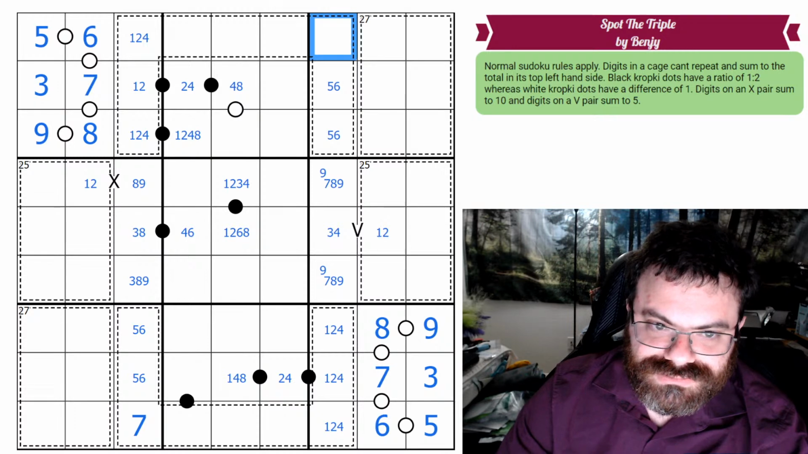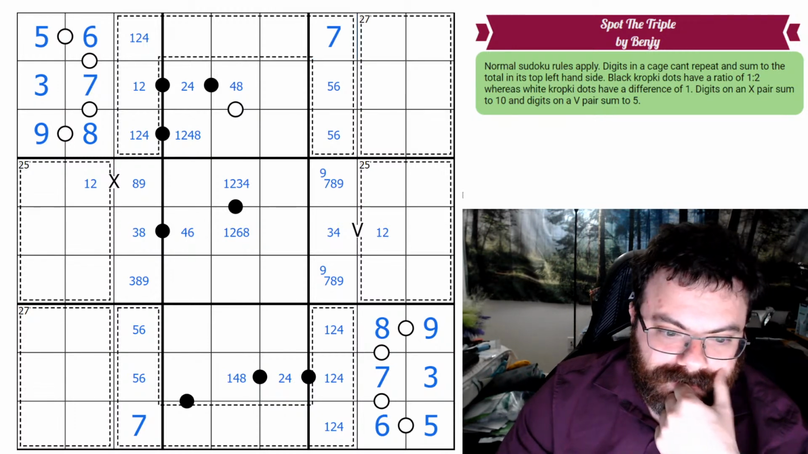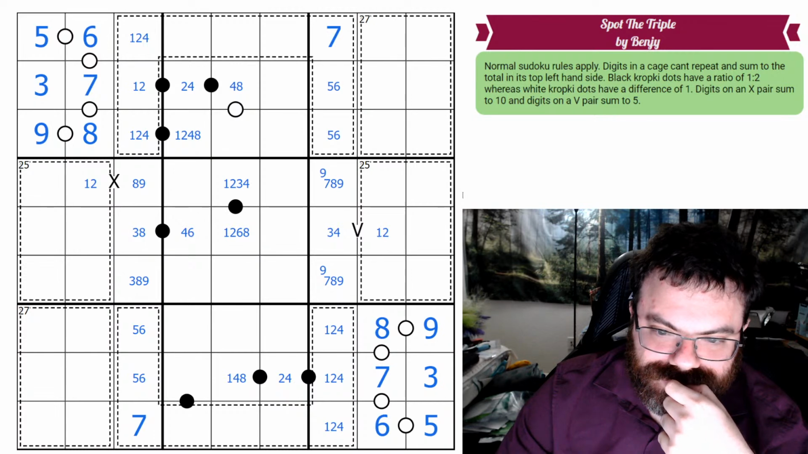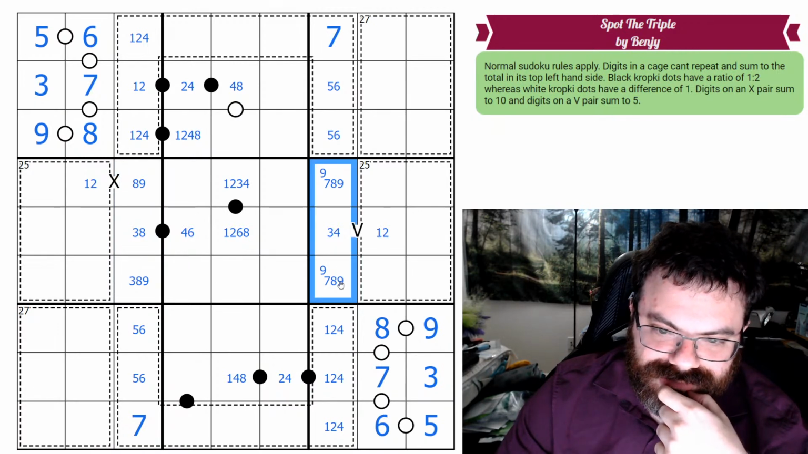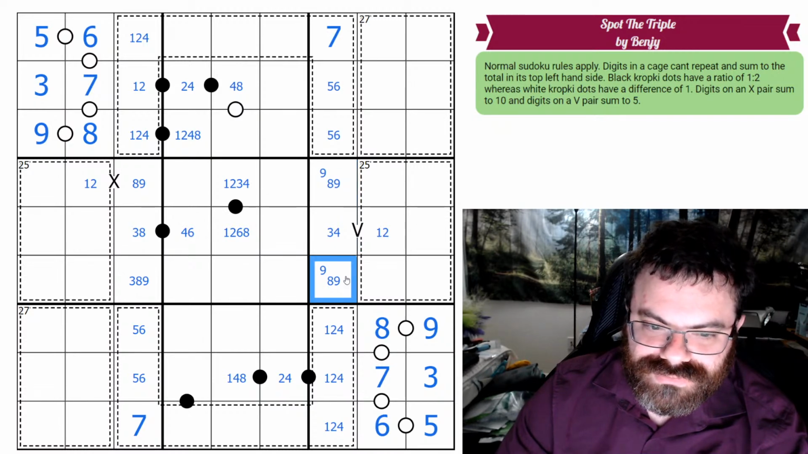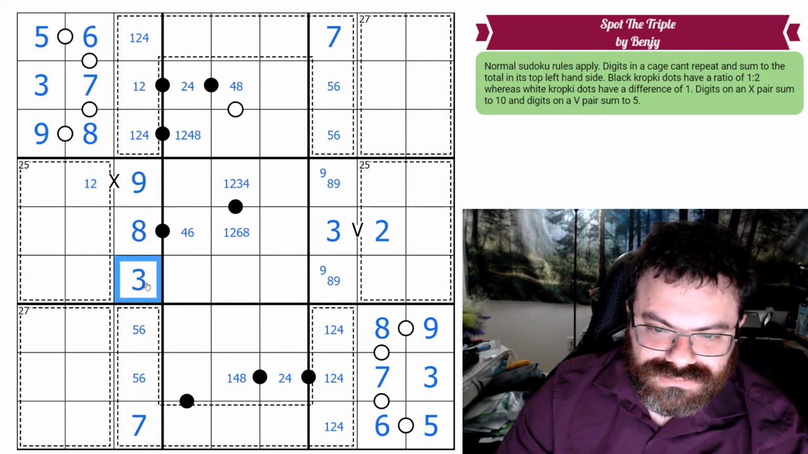This is also a 7. If this is 3, 8, 9, does that mean this has to be 4, 7, 9? Or no? Oh, these can't be 7 anymore. So these are both 3. These are both 3, 8, 9. That just resolves all that. This is not 1. 8 goes with 4. That's not 4. That's not 8.